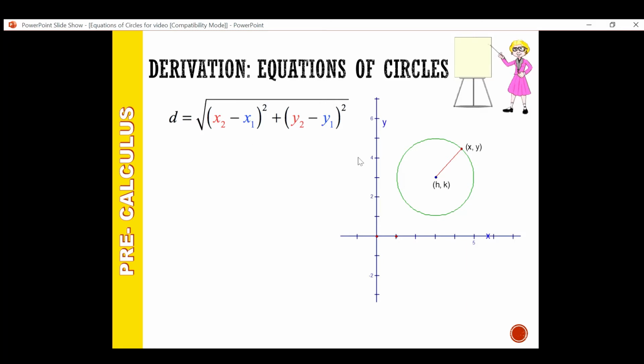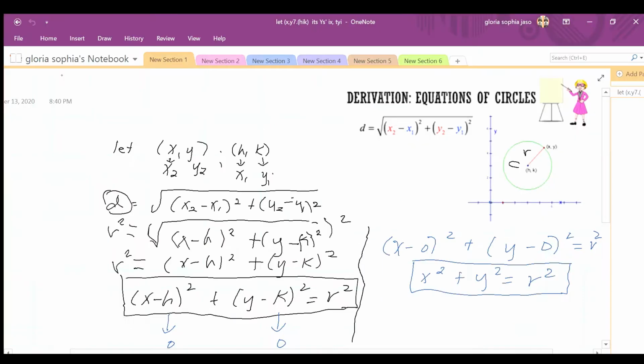Okay, so now, i-derive natin yung equation of circle. So, using this information. So, yung center natin is point HK and yung any point natin on the circle is xy. Ayan. So, ito yung circle natin. Center is at HK and yung radius natin is R. So, yung point xy, yun yung any point on the circle natin.